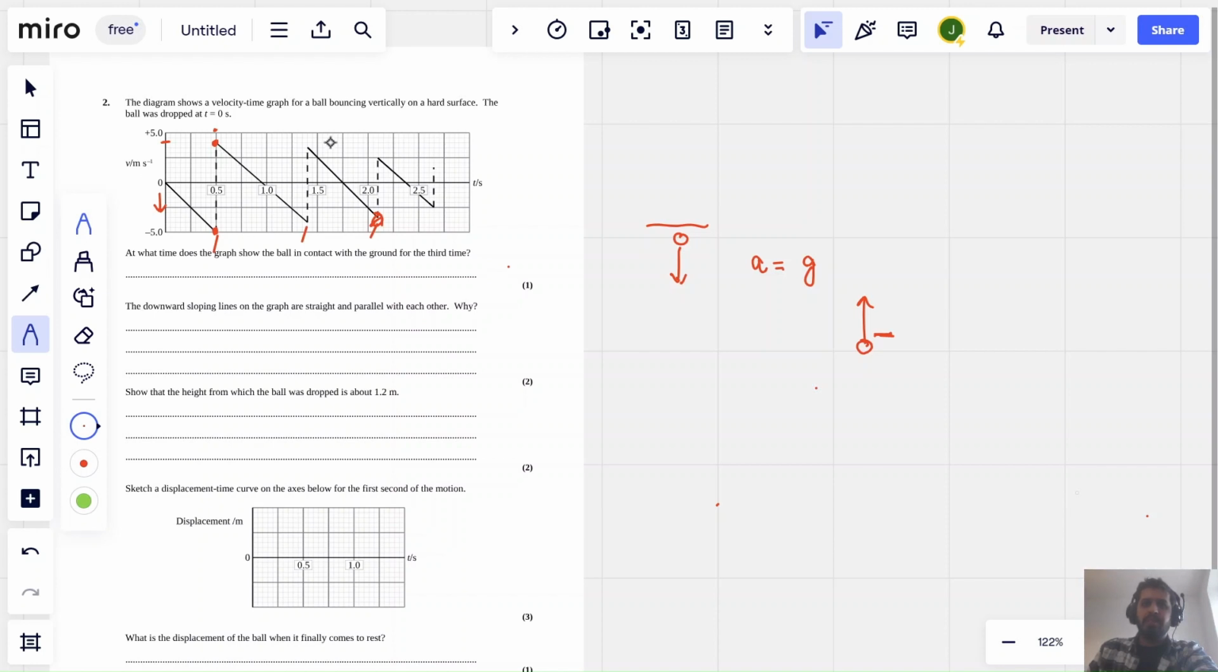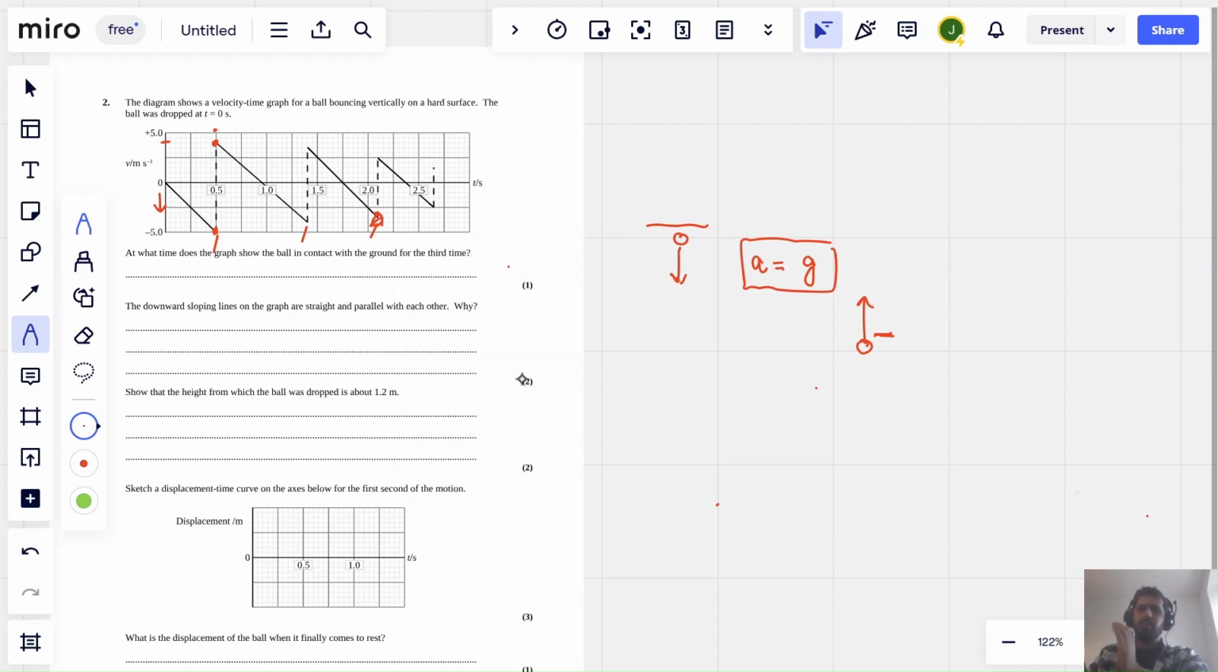The slope represents the acceleration, and because acceleration is constant, that's why all of the lines must have the same slope. It doesn't matter whether the ball is going down or going up, they will have the same negative acceleration. Okay, the next question is, show that the height from which the ball was dropped is about 1.2 meters.